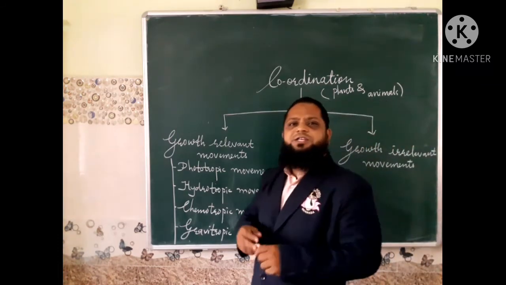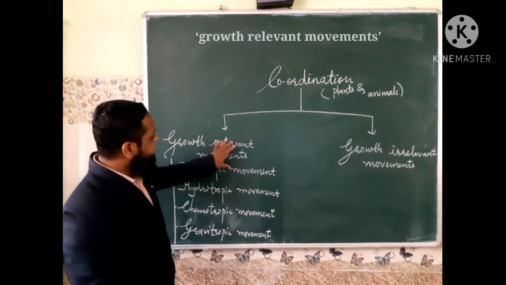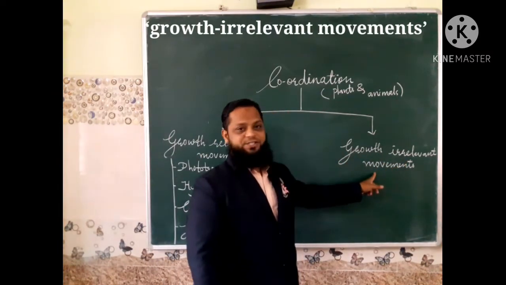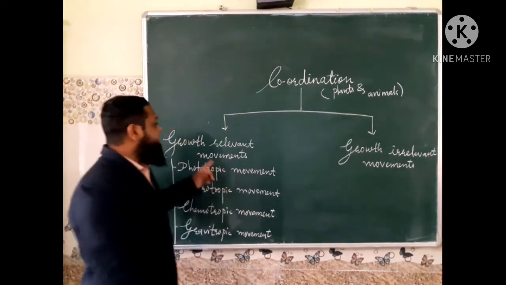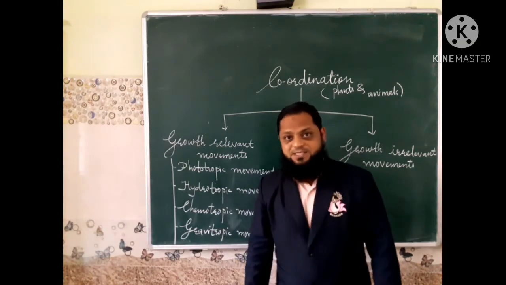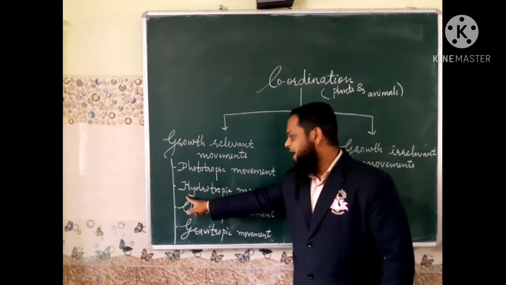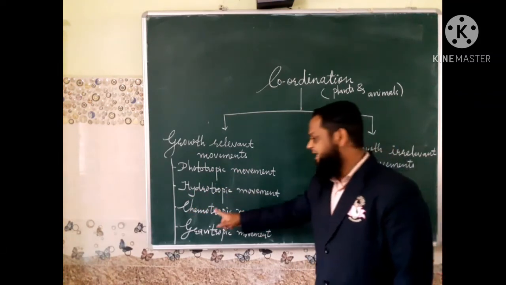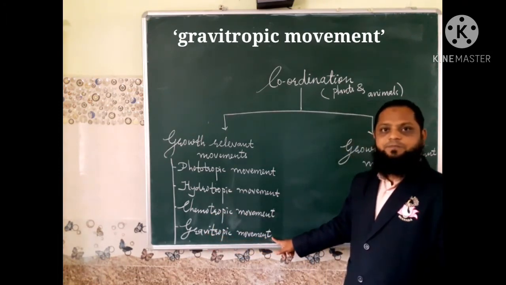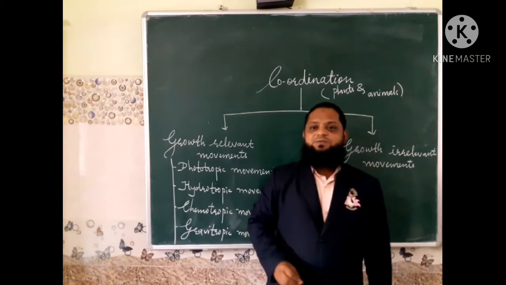Dear children, coordination in plants is divided into two types: growth relevant movements and growth irrelevant movements. Growth relevant movements are further divided into different types, such as phototropic movement, hydrotropic movement, chemotropic movement, and gravitropic movement. These are the different types of movements in plants.